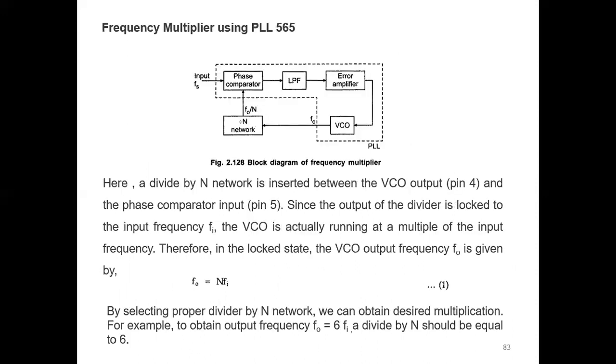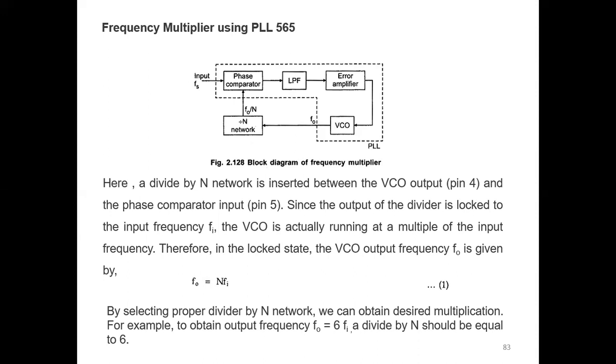So the final application is the frequency multiplier using PLL 565. We have a divide by N network in the output of the VCO, which is given to the input circuit. So here the output F0 is equal to N times Fs. That is, we are multiplying the input frequency with the N factor.